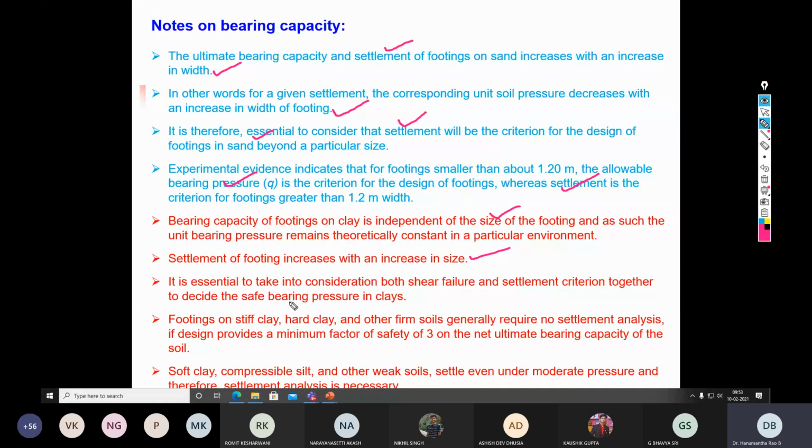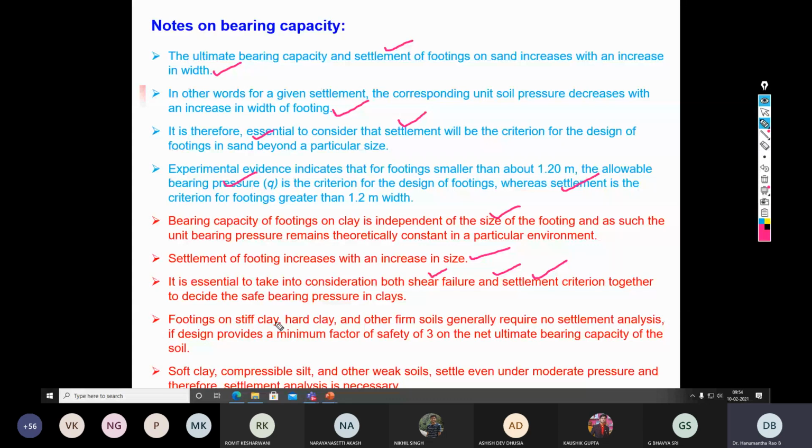It is essential to take into consideration both shear failure and the settlement criterion together to decide the safe bearing pressure in clays. While in sand, it was dominantly only the settlement, unless otherwise the footing size is extremely low, that is below 1.2 meter. But in case of the clay, regardless of the footing size, you should give importance to both shear failure, that is soil failure, and the settlement. Whichever gives the least bearing capacity, that would be considered in case of the clay soil.